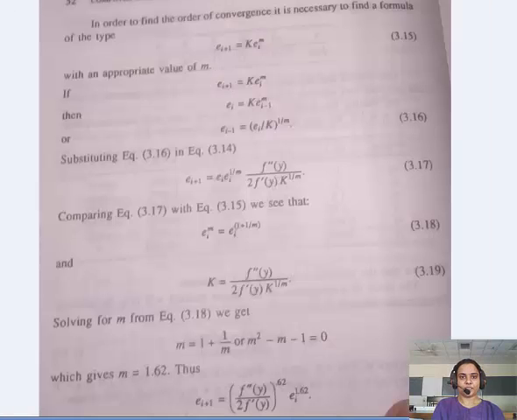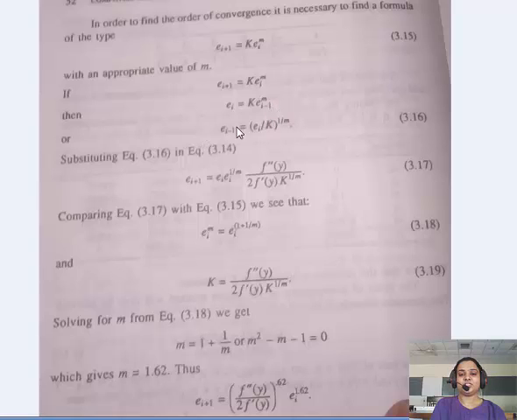Coming on to next, in order to find the order of convergence, it is necessary to find a formula of the type e_{i+1} is equal to k into e_i to the power m. We always find this formula to find the order of convergence of any method. So here let us try to get k. With an appropriate value of m, if e_{i+1} is equal to k e_i to the power m, then e_i will be equal to k e_{i-1} to the power m.